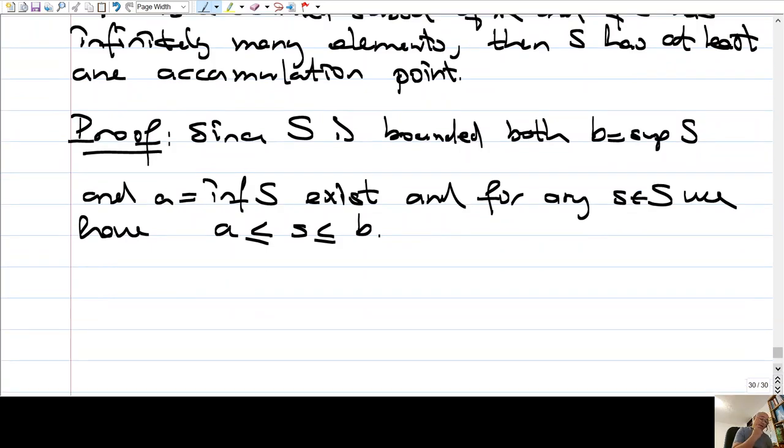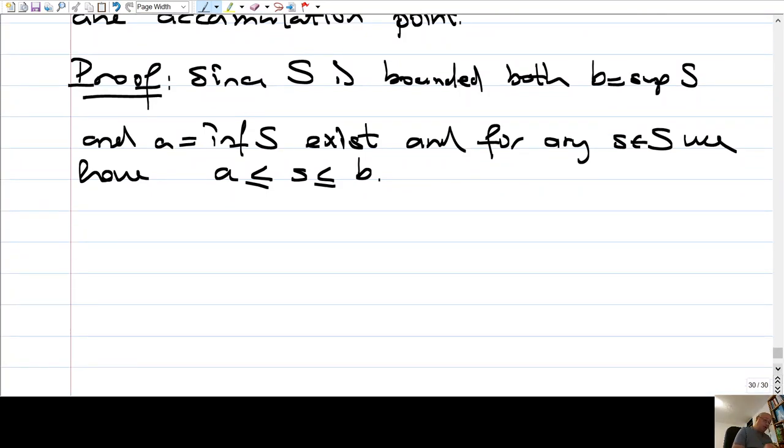And then let me just explain the idea. I need to find an accumulation point, right? Assuming that S has infinitely many elements. The idea is very simple. Here is a and here is b. And in this interval, there are infinitely many elements of S. So what we do is the following.